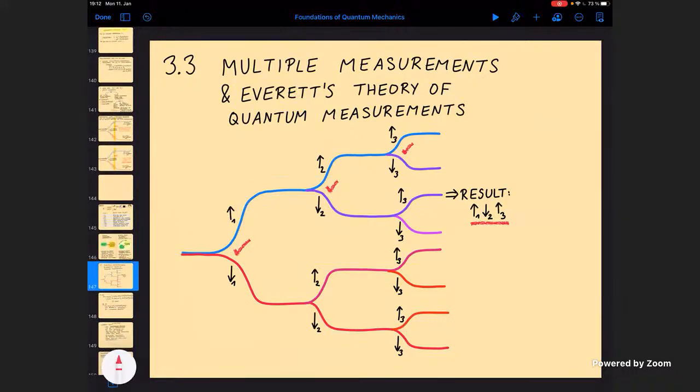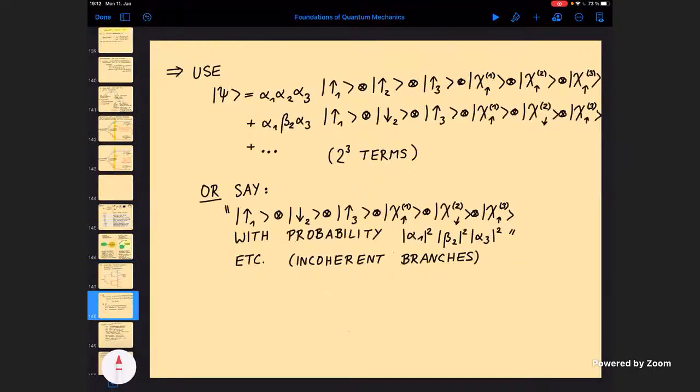Okay, so how does it look in terms of the wave function? And so this wave function that we end up with in the true quantum description would contain 8 different terms corresponding to the 8 different branches. And in each of these branches, we have some combination like the one shown here of the spins that I measured, for example, up for one, down for two, up for three. And we have, as a product with that, the corresponding pointer states of the apparatus.